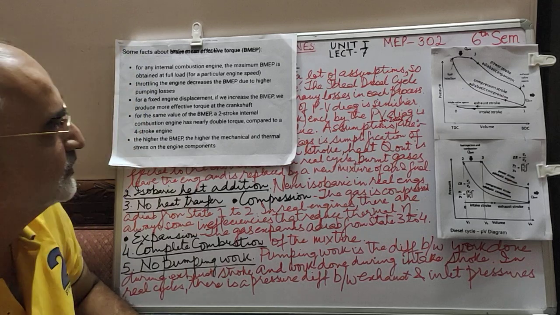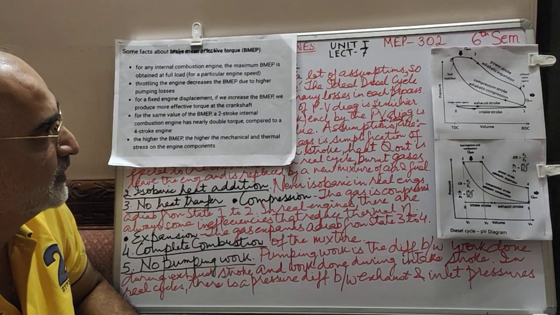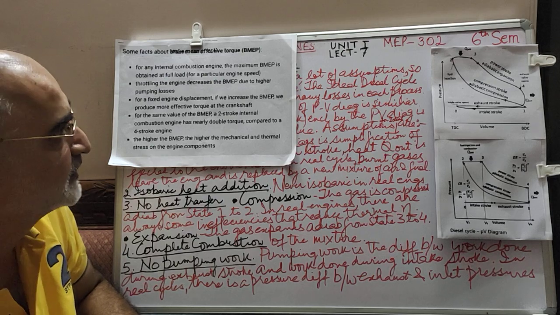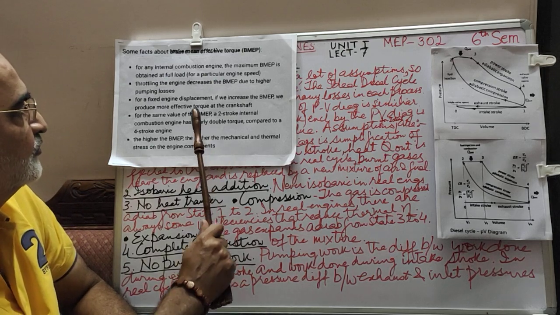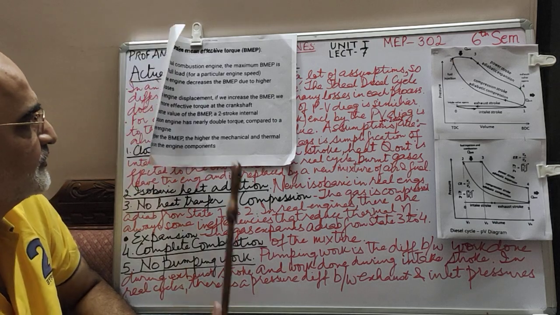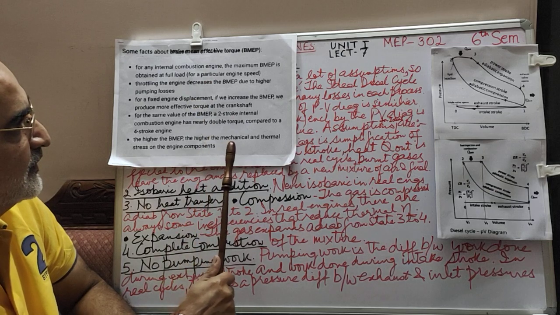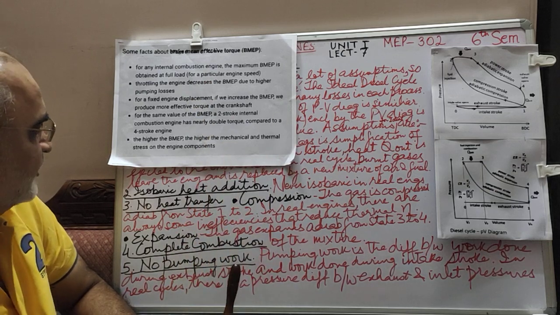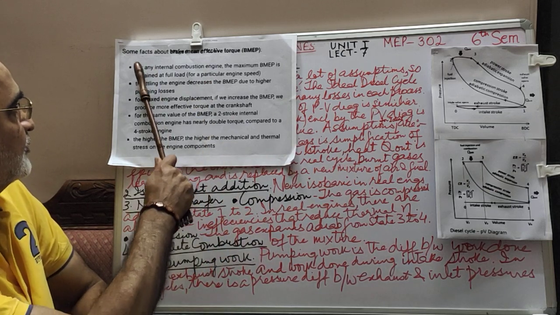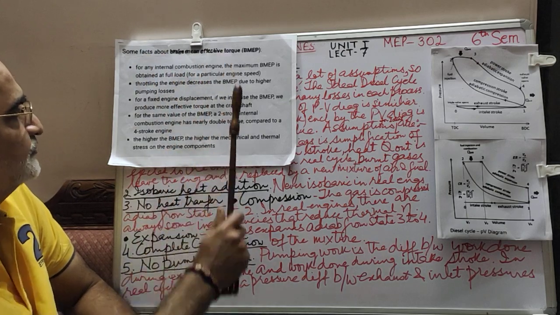Students, now we come to lecture 7 of unit 1. In lecture 6, we had studied mean effective pressure. I have gathered some points which you should know before we come to the topic. Now, some facts about brake mean effective pressure.